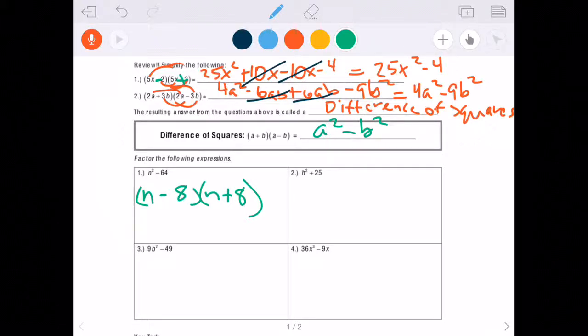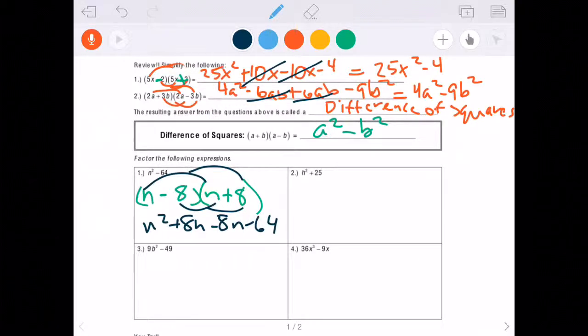Again, if we wanted to double check, FOIL. We're going to get n squared plus 8n minus 8n minus 64. So those would cancel, and we would get n squared minus 64, which is what we started with.